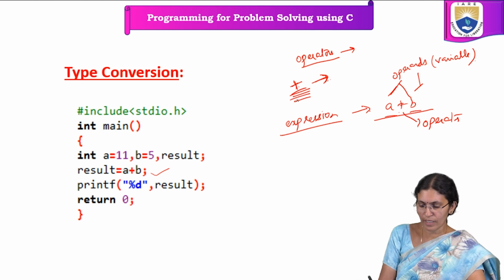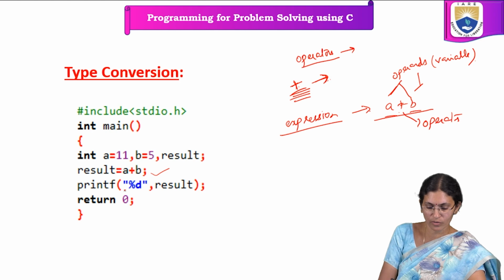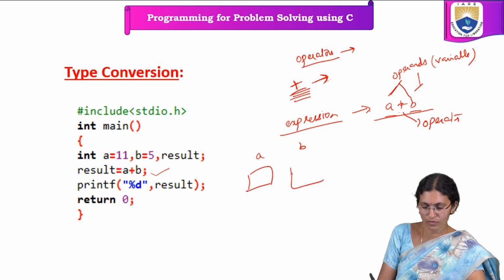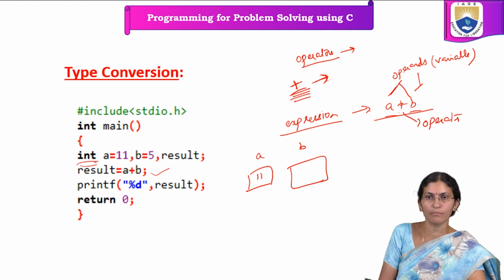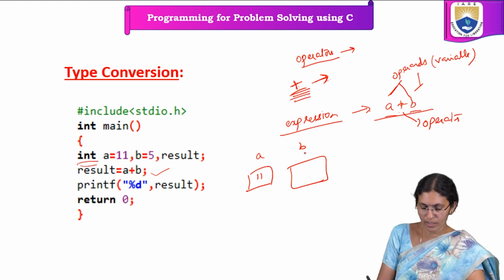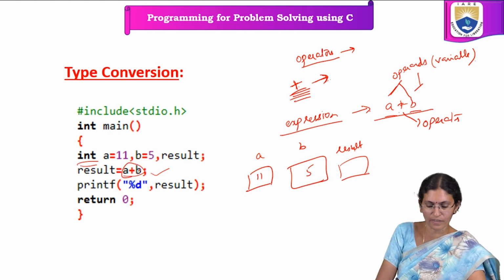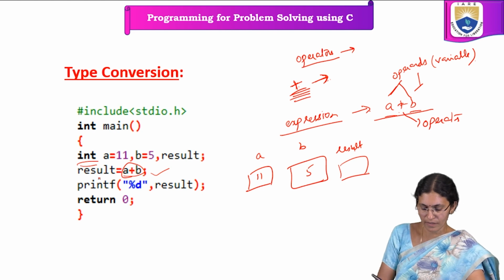Suppose we want to add two numbers, or two integers. This is a program you can write. Here we have declared two variables A and B. The value of A is initialized to 11 because its data type is integer. B is equal to 5, so B will store 5, and we have declared one more variable, result, which is also integer type. Result is equal to A plus B, so the value of A plus B is assigned to result.